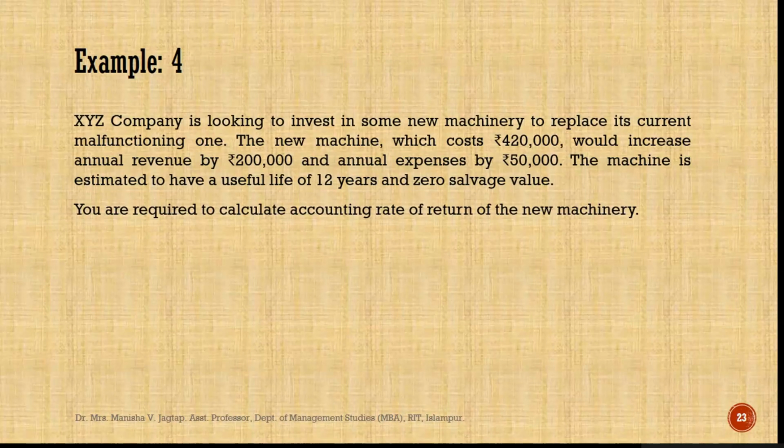Now here, they have not given year-wise data related to cash inflow. That means the same amount may get repeated every year. That means the same 2 lakh rupees every year the firm can earn from this particular machinery. This is an estimation. And at the same time, annual expense is rupees 50,000 every year they have to spend on this machine. And the life is given as 12 years with zero salvage value. So let us start with the solution.